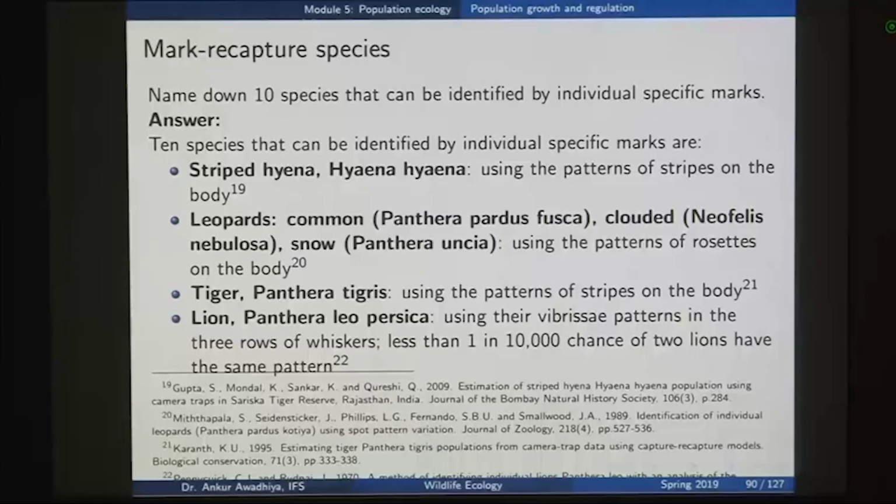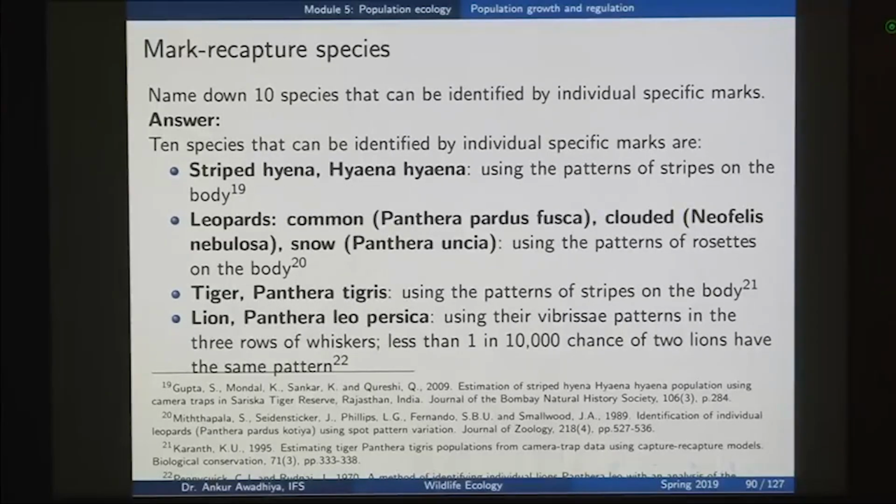Now, another modification of this mark, release, recapture method is that you can make use of the already existing body patterns that are there in the animals. So, for instance, in the case of striped hyena, they have specific body patterns. So, you can distinguish one individual from the next individual. So, you can just click a photograph of an individual.